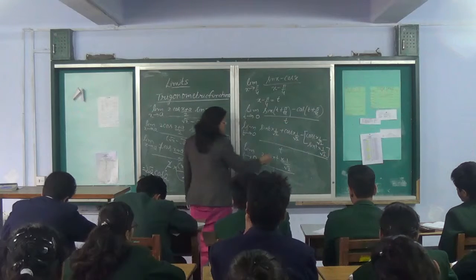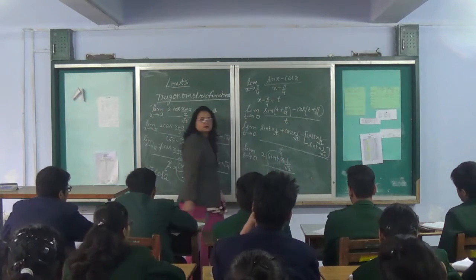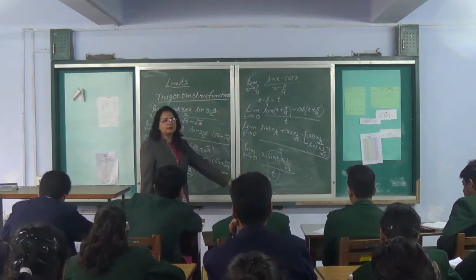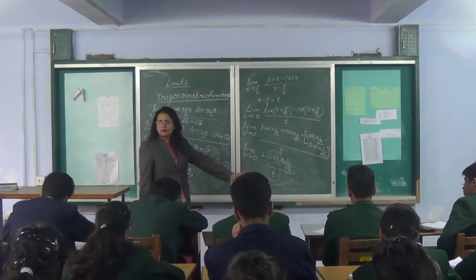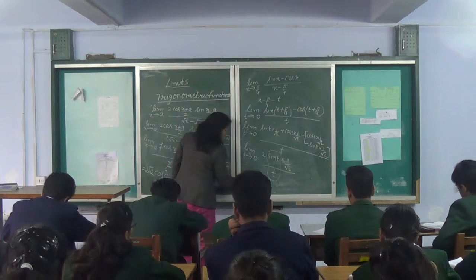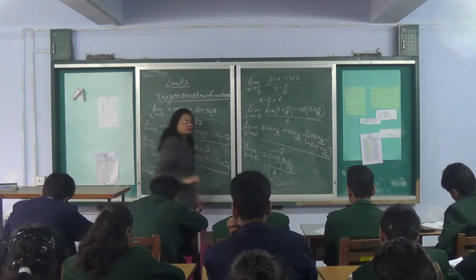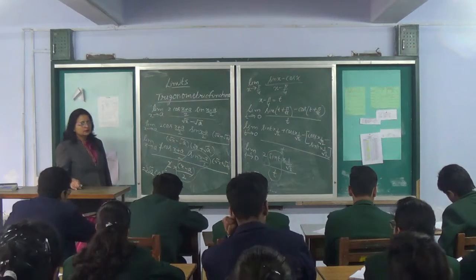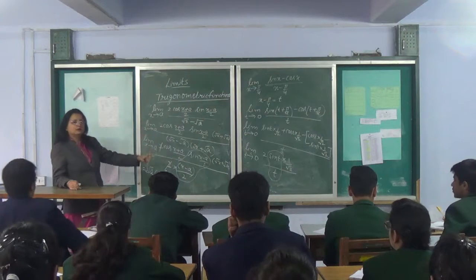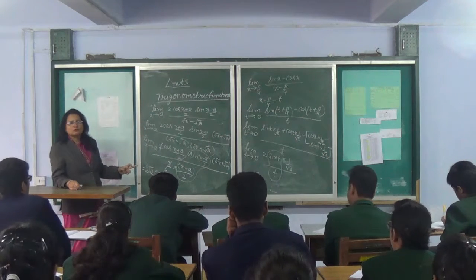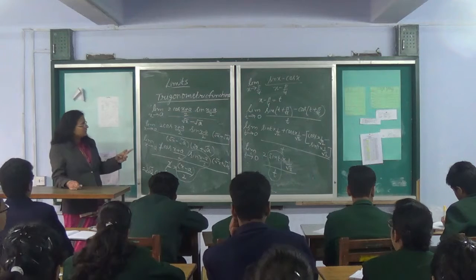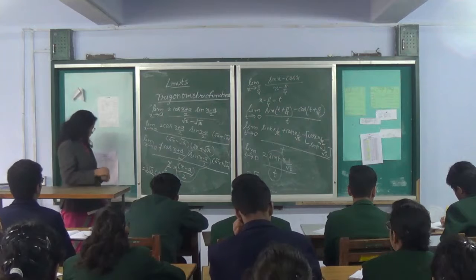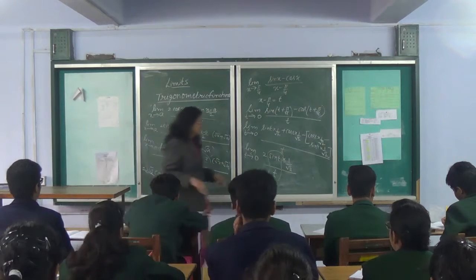Now when you apply the limits, this will be 1. Limit t tending to 0 sin t upon t is 1. Right? So what we have? Final answer is root 2. Okay. So this is how we use substitution for evaluating or reducing the indeterminate form. Now let's do some more questions.